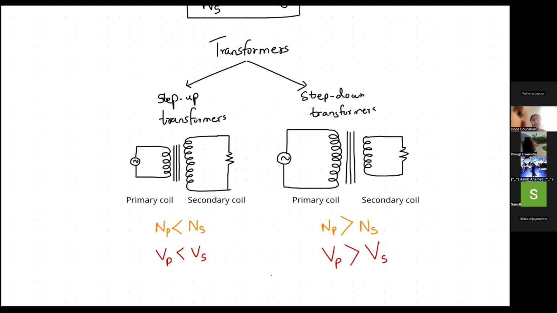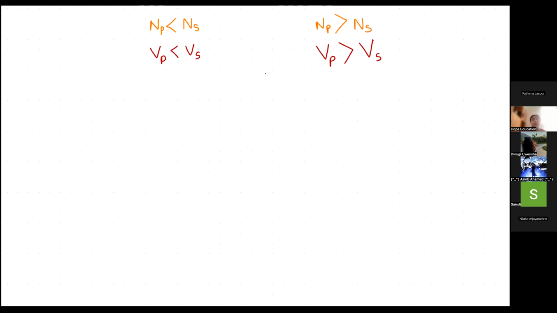All right. Now, children, don't write anything. We will talk about the applications of a transformer. For that, I will use this part from the textbook.